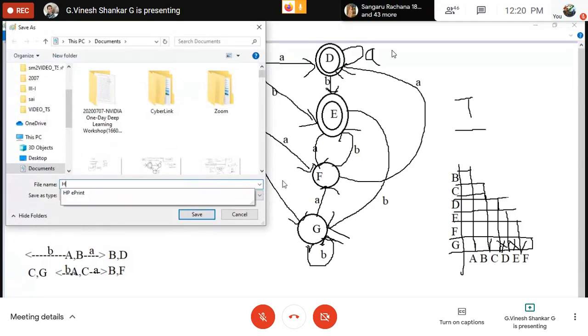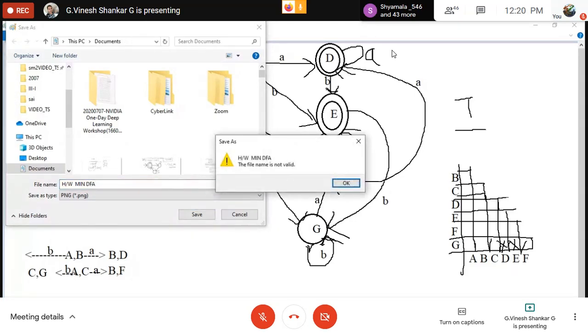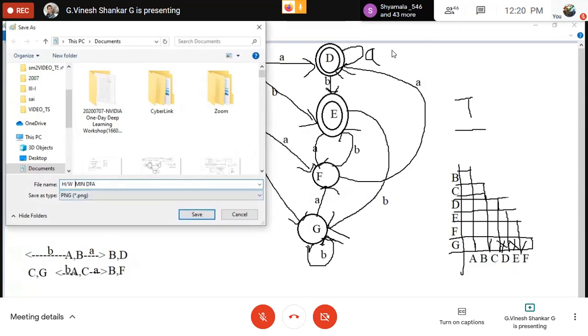Homework problem this is. I have already done half the homework here only. Homework: DFA, minimize DFA. Why is it not valid? Special symbols.